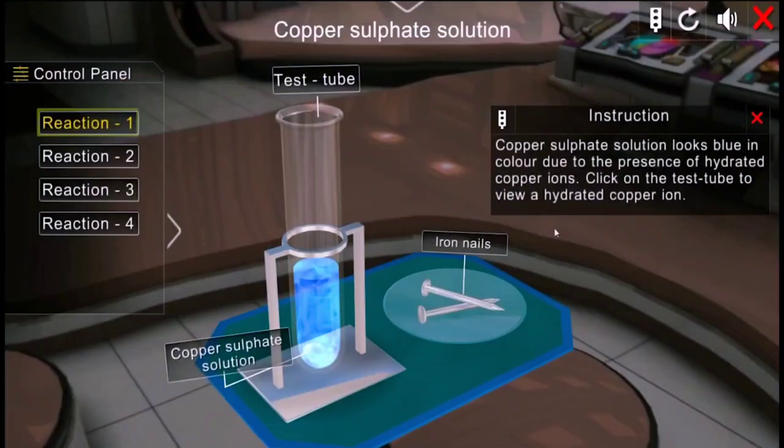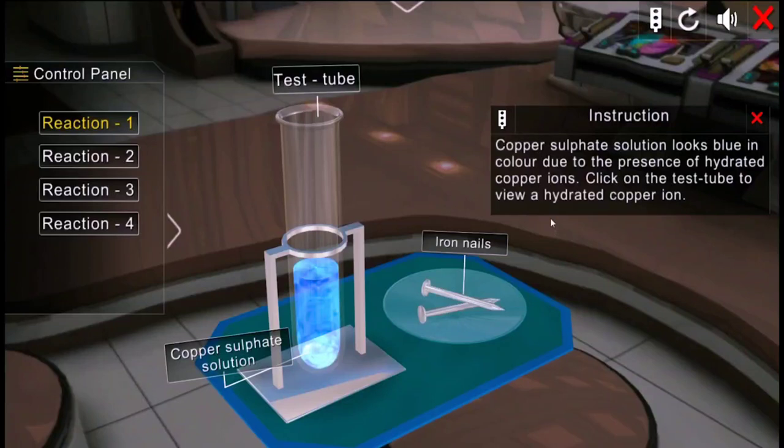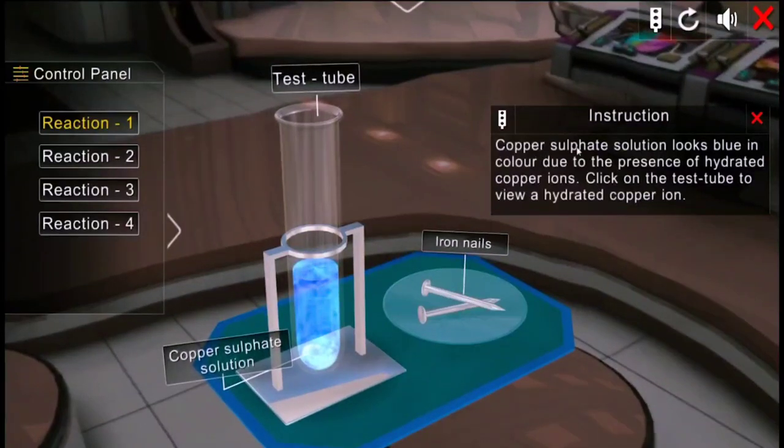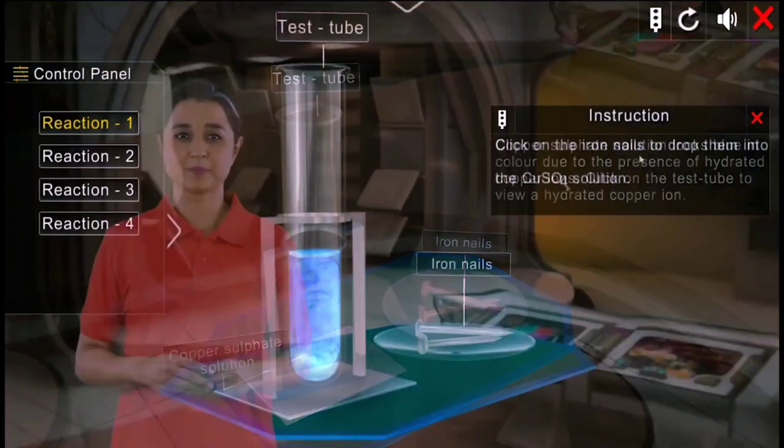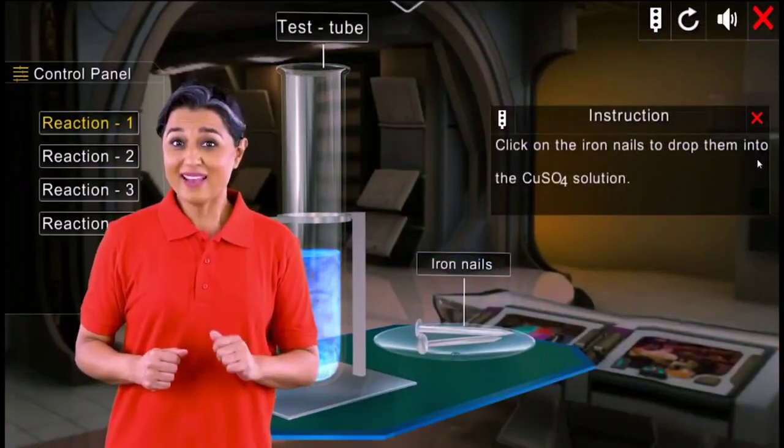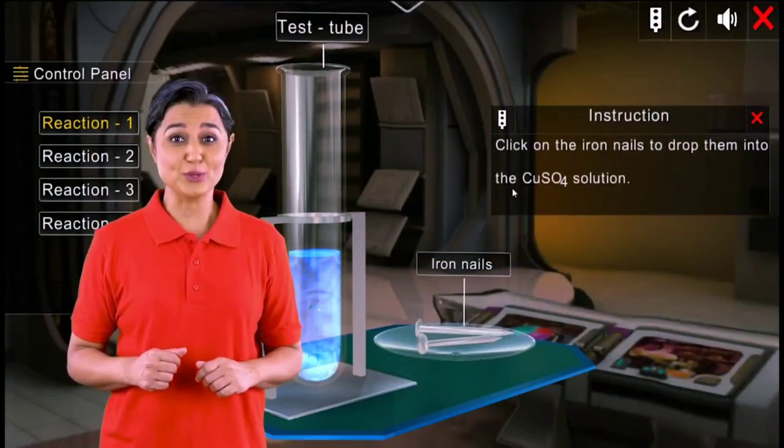The first reaction is that of iron with copper sulfate solution. The setup of the experiment consists of a test tube filled with aqueous CuSO4 solution and iron nails. Aqueous copper sulfate solution appears blue in color due to the presence of hydrated copper ions. Now, an iron nail is dropped into the solution.